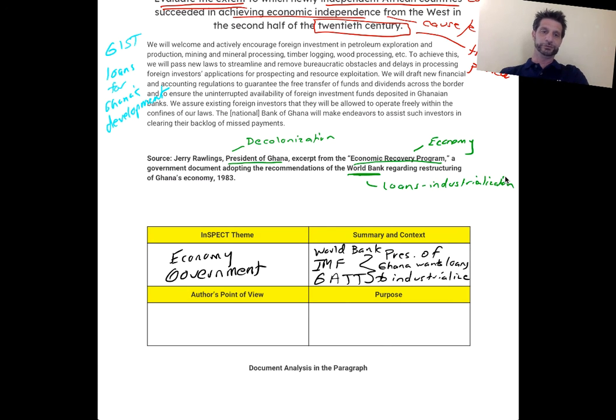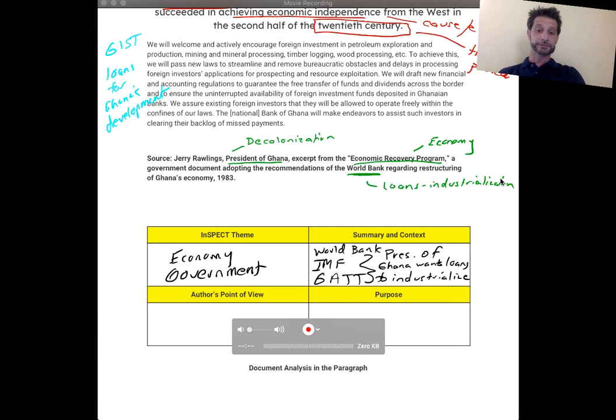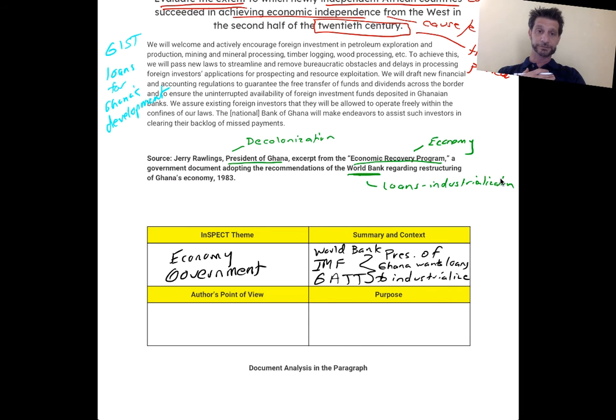Who's talking? Well, I don't know who this Jerry Rawlings guy is, but I am given some information about his position in society. I know he's the president of Ghana, right? So I know that he's a leader of a developing country. Okay, cool. So what is his purpose behind all this? Well, now that I've got all this information down about the economy, government, is leader of a developing country, and on top of that, he's trying to get loans, right? I know what his purpose is here, right?